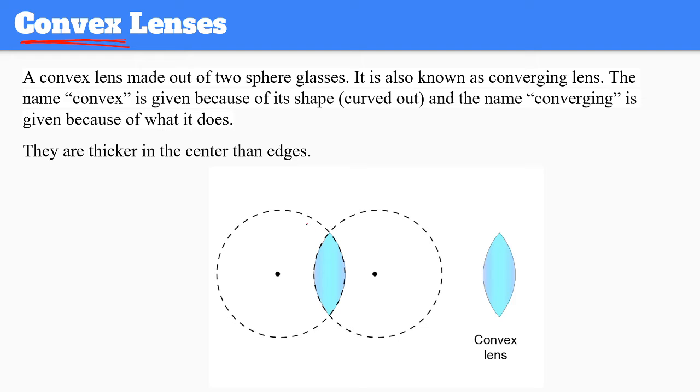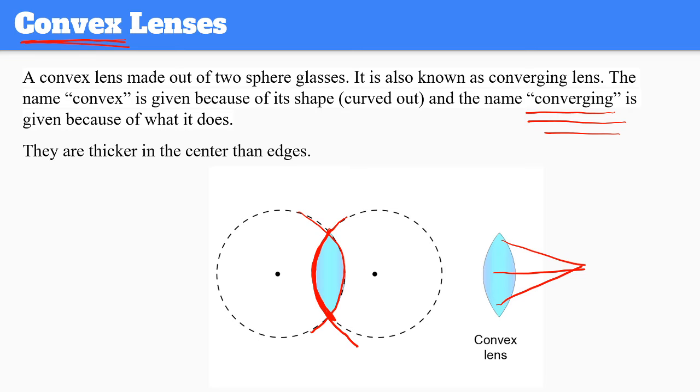A convex lens is basically a combination of 2 circles, but in the center you have a transparent material which can refract the light rays. That's how we create the convex lens. So why is it convex? Remember, its shape is convex because it curves out, so that's why we name it convex lens. And because of what it does, it has the name converging, because it is converging the light rays. It's not diverging, it's converging the light rays. So that is why it's called a converging lens or convex lens.